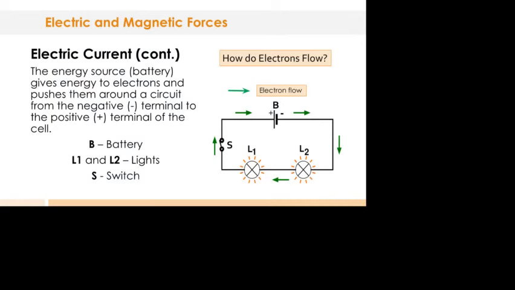So every electric circuit needs to have an energy source, a battery or a cell, that gives energy to the electrons and pushes them through the circuit. And remember that electrons always start to flow out of the negative terminal of the battery, and they are pulled around the circuit by their attraction back into the positive terminal of the battery.